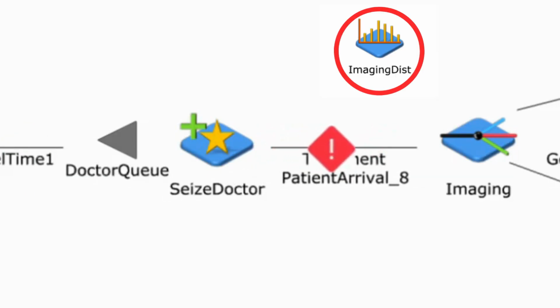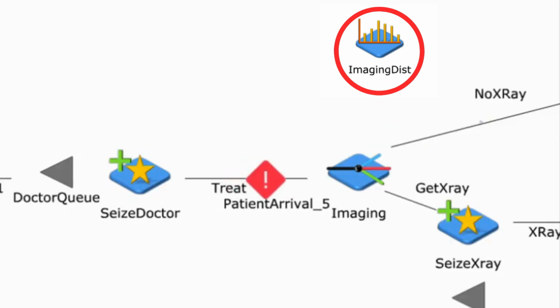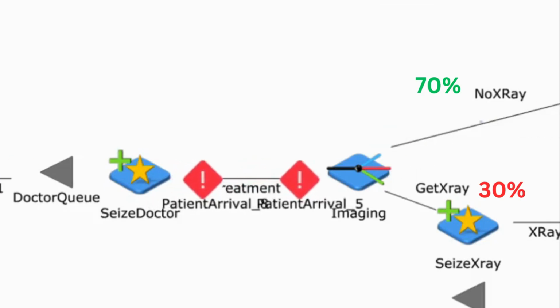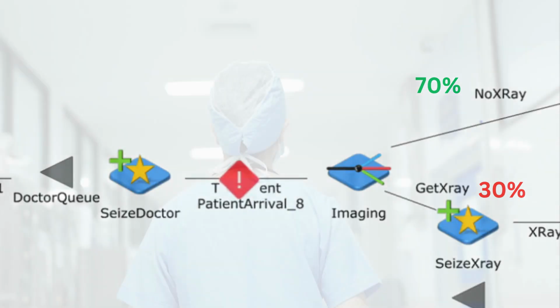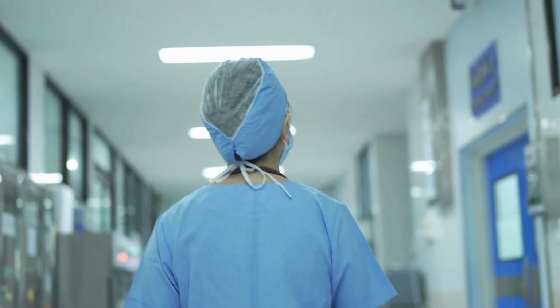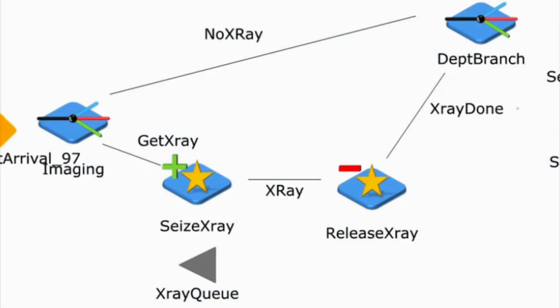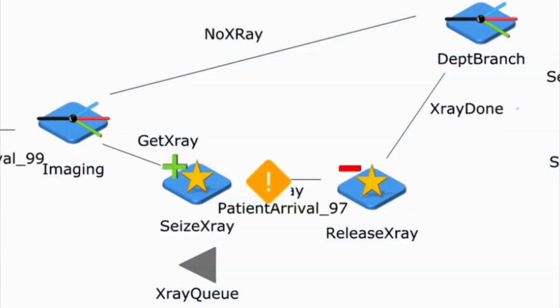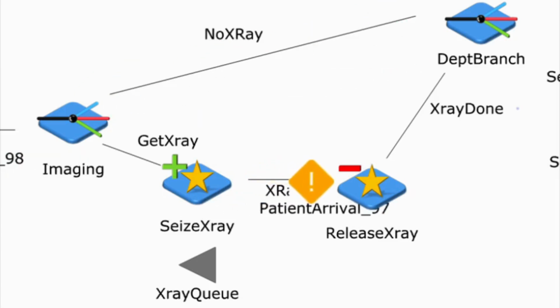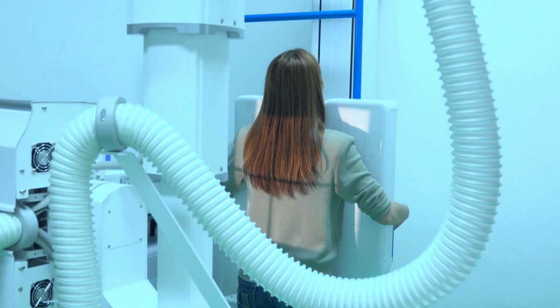Here, a discrete distribution determines whether they require an X-ray. 30% do, while the remaining 70% skip imaging entirely and proceed straight to the department branch. For those needing an X-ray, they travel down to the C's X-ray block, where they wait in the X-ray queue for the single available machine.